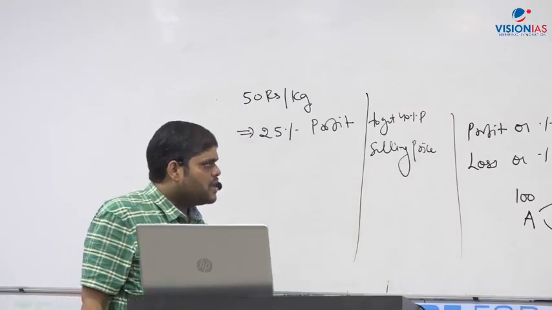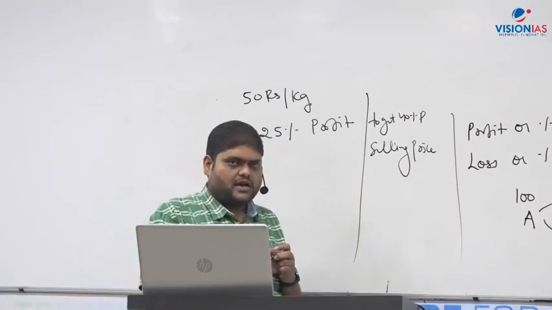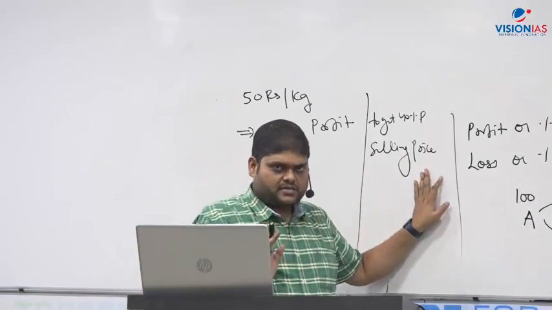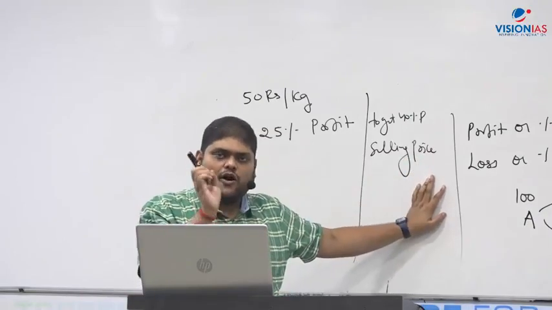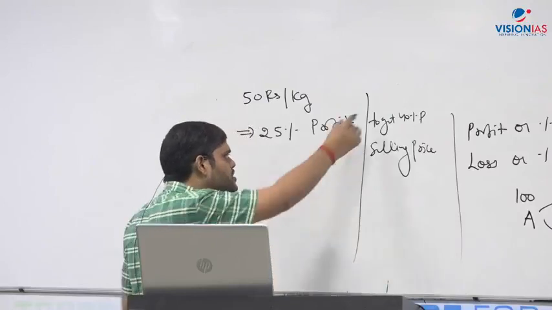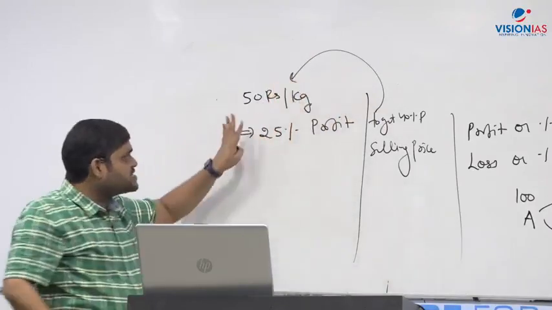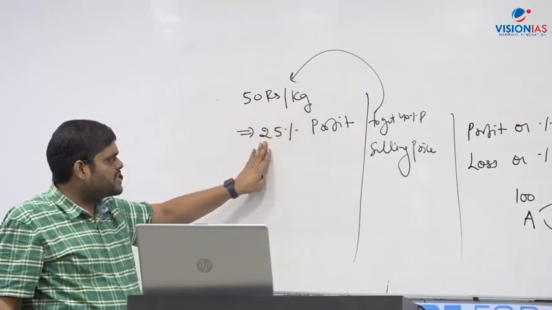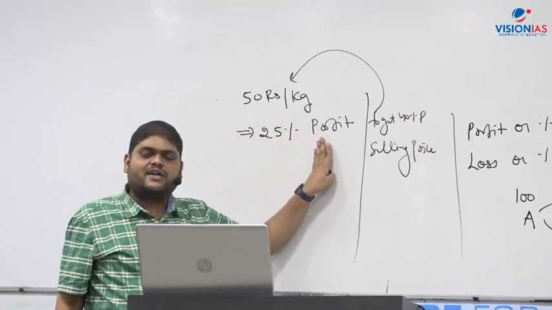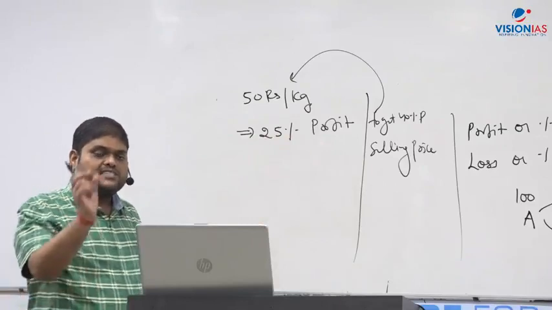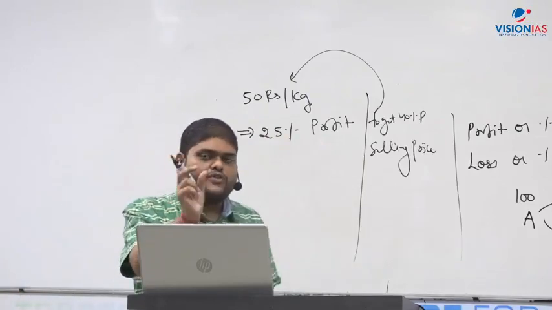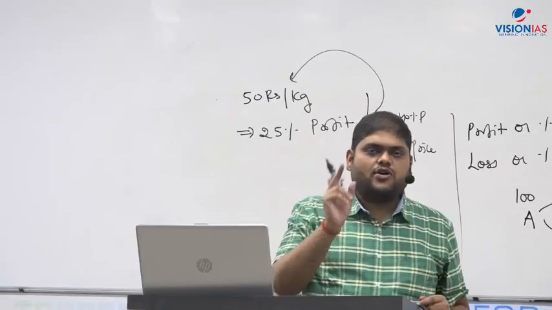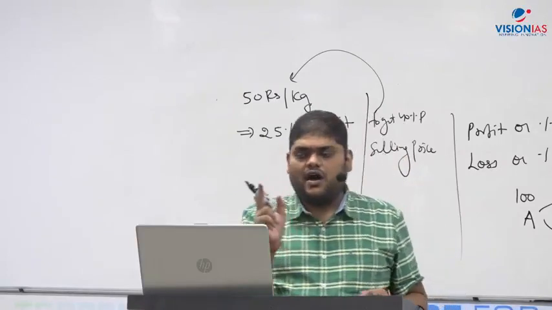Now, how to decode the question? To know the selling price, we first need the cost price. And how should I know the cost price? Come back to the original part. Here something is given. After selling an article for 50 rupees per kg, a person is getting 25% profit. That means there is a 25% profit on cost price or not? Because profit and loss is always calculated on the cost price.